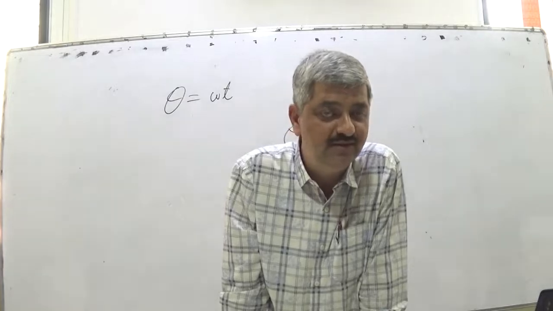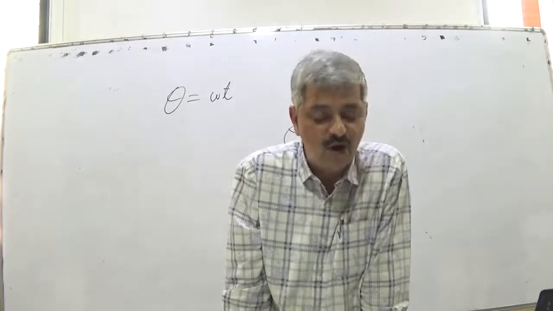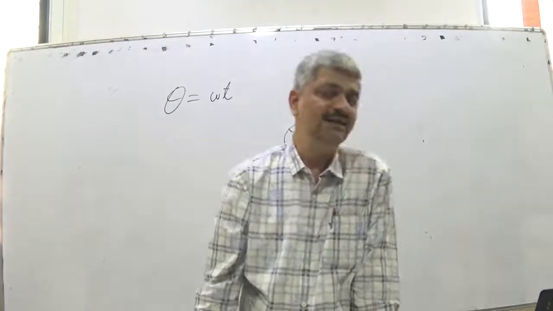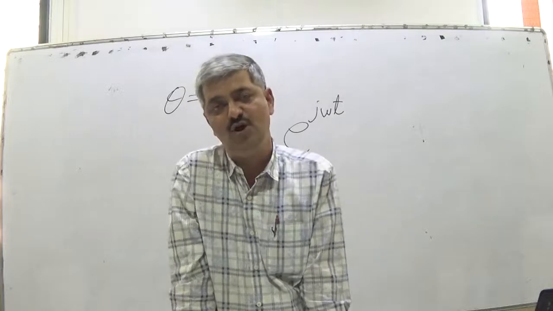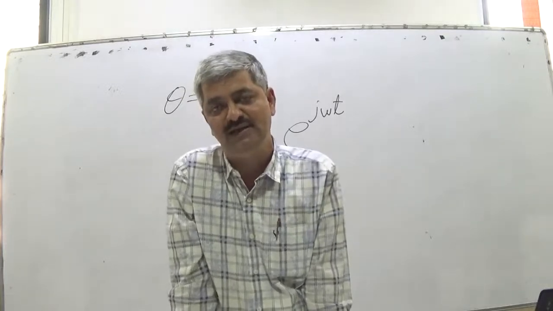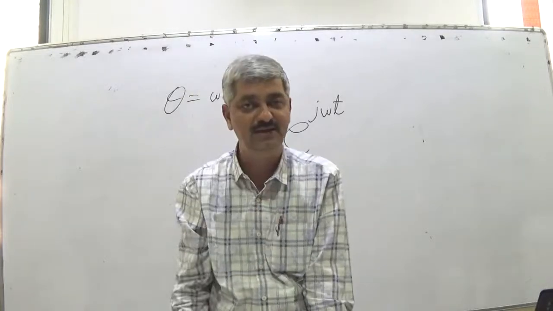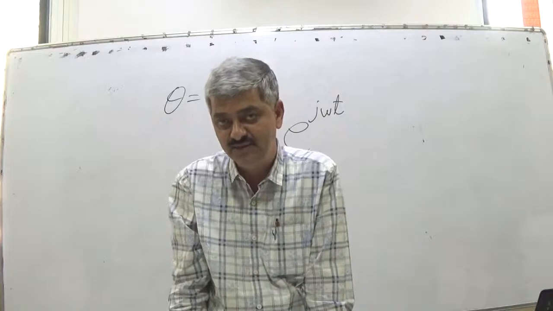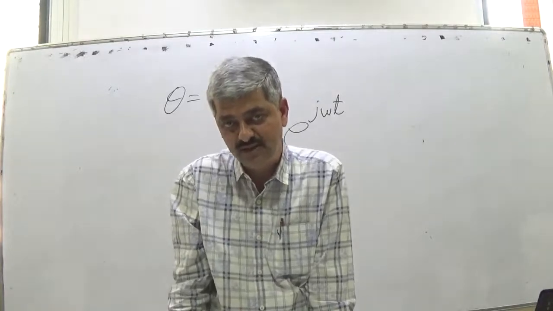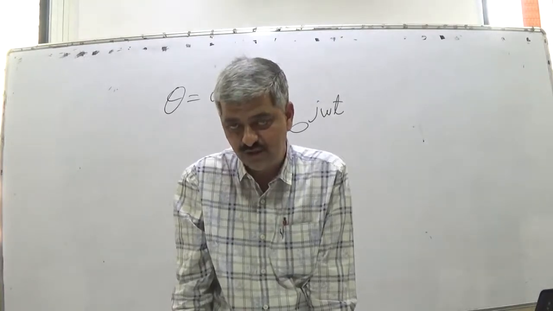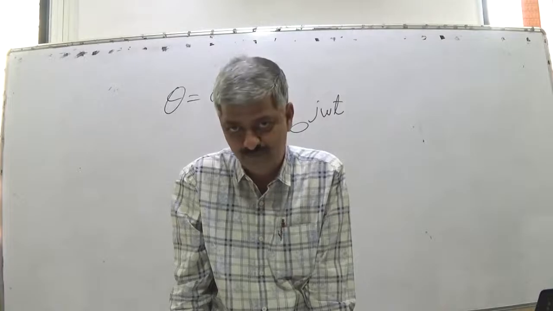Or will you say that any point which is rotating on unit circle with angular speed of omega in anti-clockwise direction is always e raised to j omega t? Whether this is complete? You can think over it, you can pause, think over, then resume the video.